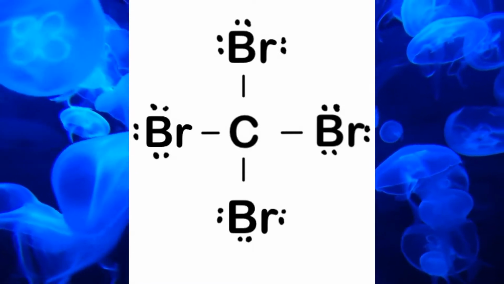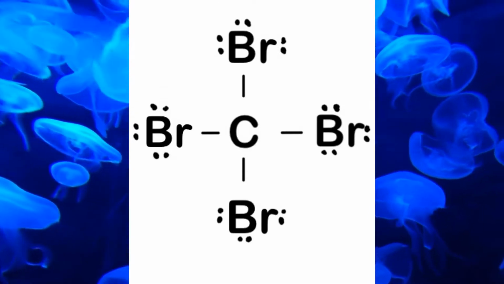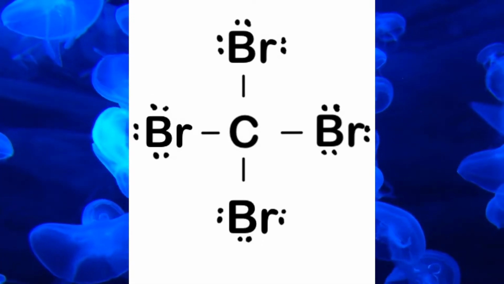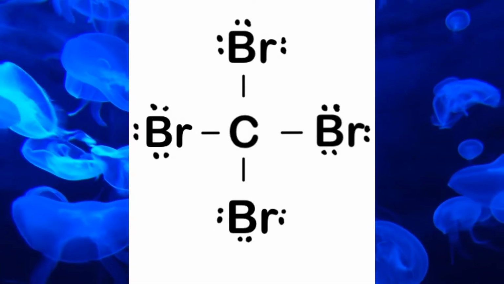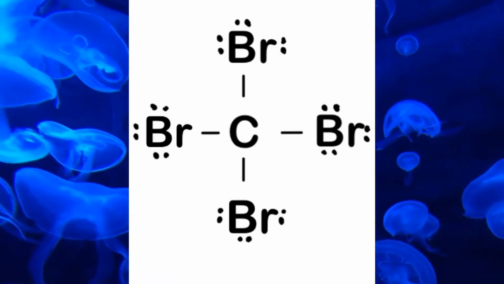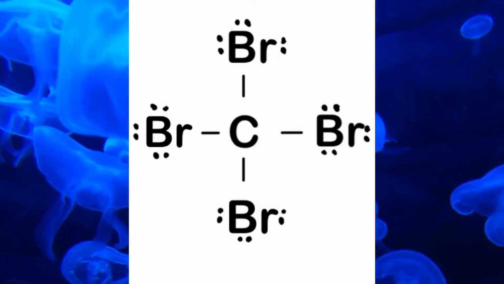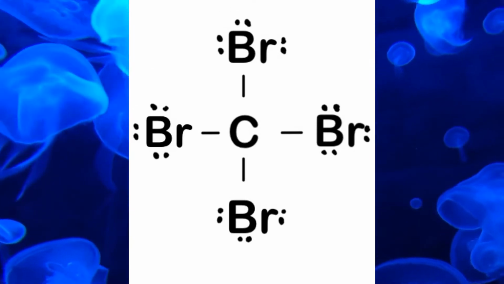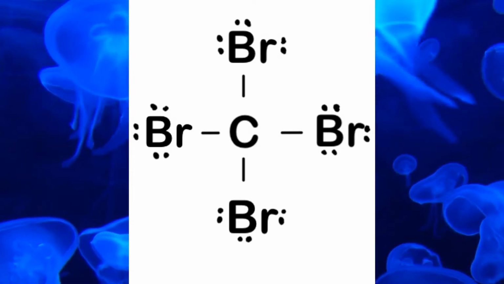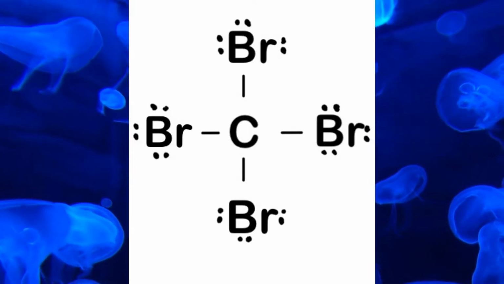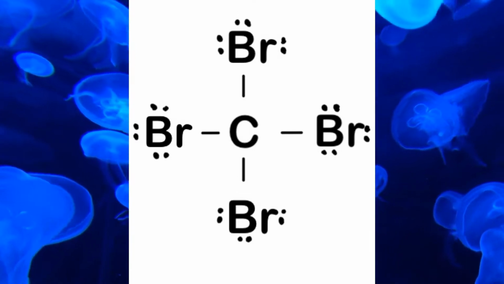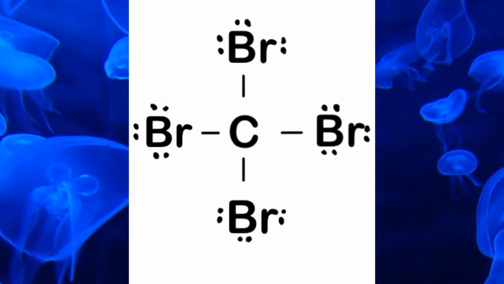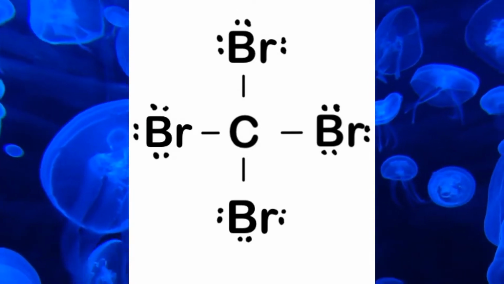CBr4, also known as carbon tetrabromide, is a carbon bromide. Both carbon and bromine are nonmetals. When we have two or more nonmetals bonded together, we have a covalent, also called a molecular, compound. So CBr4 is a covalent compound. What that means is carbon is bonded to four bromine atoms, and the pairs of electrons between the carbon and the bromine atoms are shared between them. They are shared pairs of electrons.